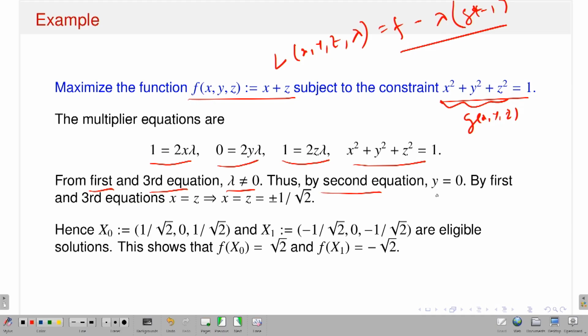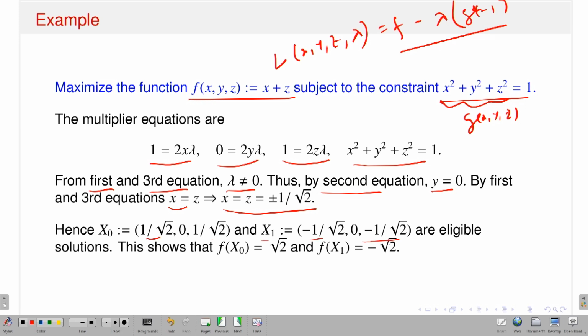Then by the second equation, you can conclude that y is equal to 0, and by the first and third equations, you conclude that x is equal to z. Therefore, x is equal to z is equal to plus minus 1 by square root 2. So, what are the possible solutions? X naught is equal to 1 by root 2, 0 and 1 by root 2, because you can ignore the lambda part, and x1 is equal to minus 1 by root 2, 0, minus 1 by root 2.